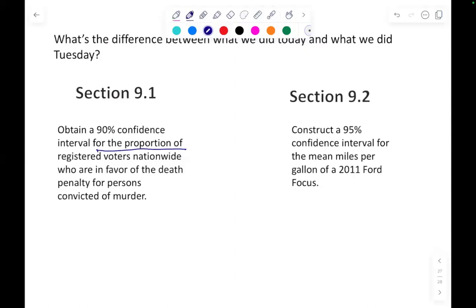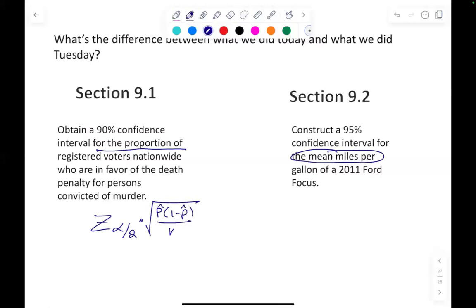In 9.2, you are going to see the word mean, or average. If you see the word proportion, use the 9.1 stuff. And this will be use the z sub alpha divided by 2 times square root of p times 1 minus p. This is your p hat divided by n. So this is your margin of error for that. Oh, wait, instead of that, I'm going to do this. P hat plus or minus.